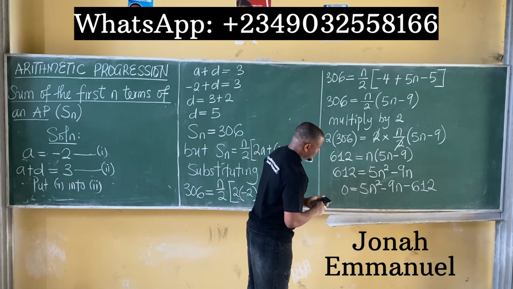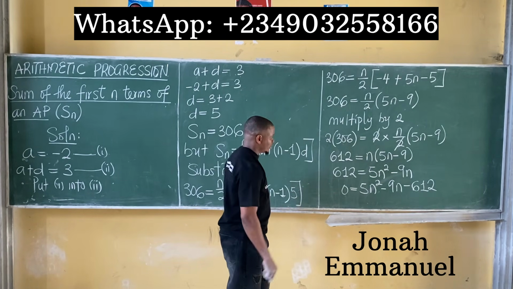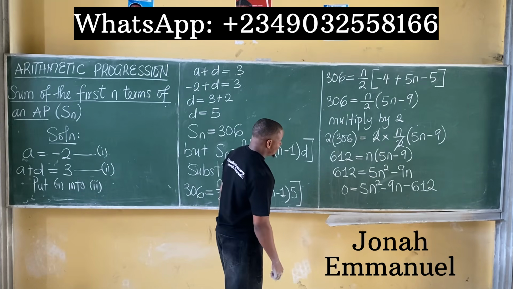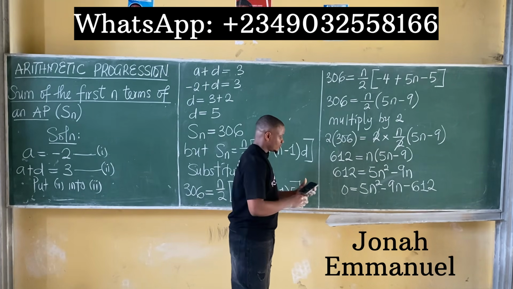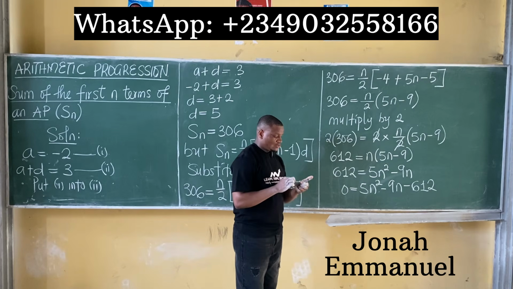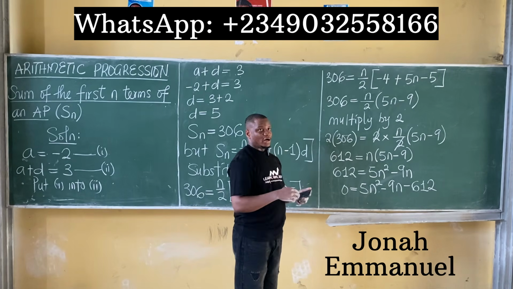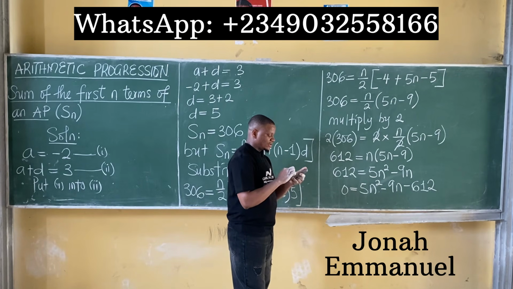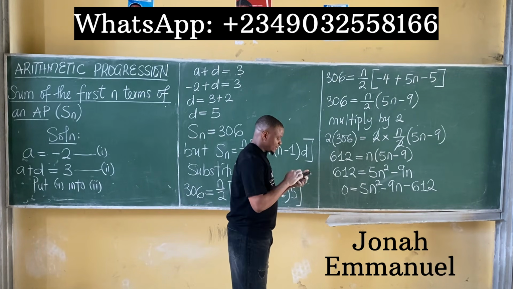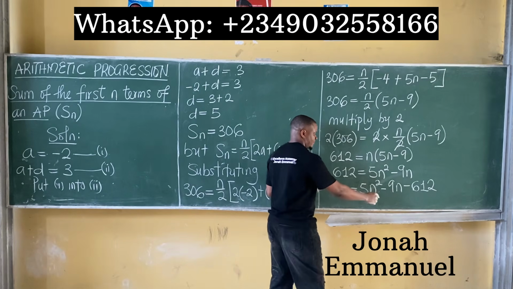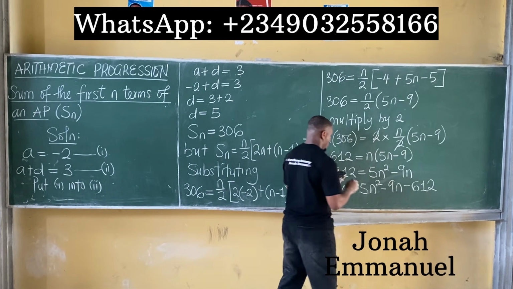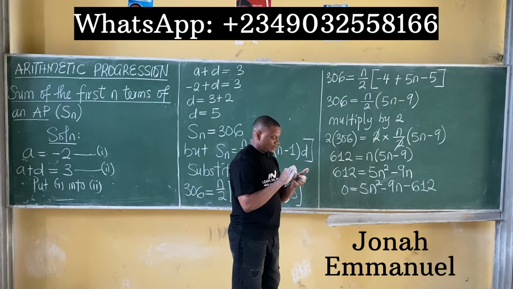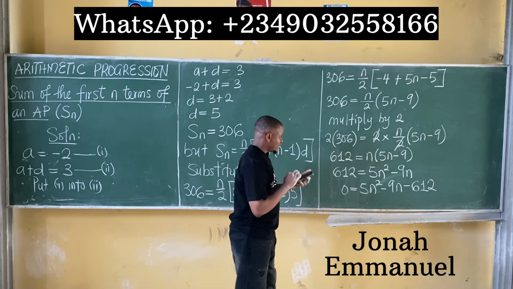I won't spend all my time solving this. I will just go straight to using a calculator just to save time. If you know how to, you could solve this using any of the methods, completing the square method or formula method. But I'll just go straight to using a calculator to save my time. A is 5, B is minus 9, C is minus 612. I'll punch this very fast.